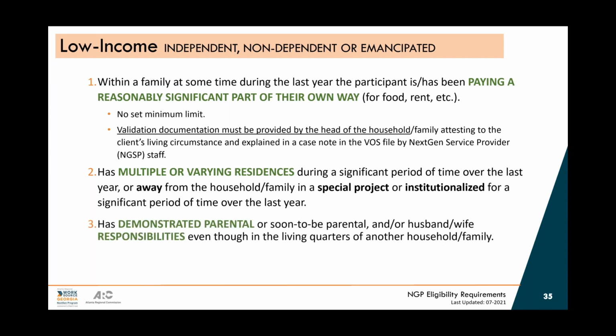And then if that person has demonstrated parental or soon-to-be parental or husband-wife responsibilities, even though living in the quarters of another household, they can be considered independent. So that's another reference, where maybe instead, in that example I just gave with the family, it's the uncle or aunt trying to get into the program. Sorry, maybe it's the cousin trying to get into the program.